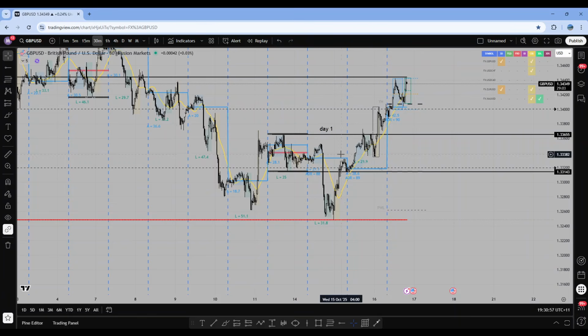If this is day one, for day two to be valid, there should be no break of this daily level here. It should be trading above this level. If day two trades above the low of day one and stays above it, it becomes a valid day two. And as you can see, this became a day two, even though it broke the high, doesn't matter.